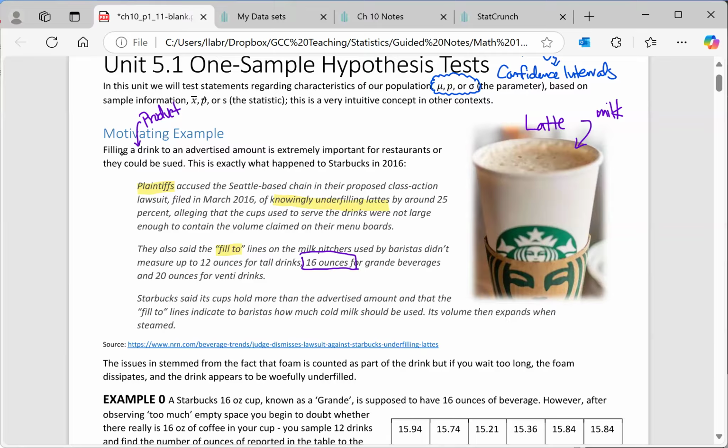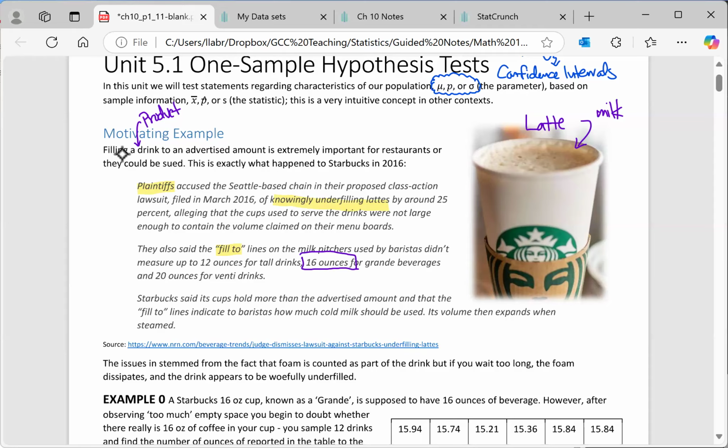And expands. So that's what Starbucks said. Luckily, this suit was actually thrown out. You can click this link here and read more about this case, not a report, but just read more about it. That's where I got these quotes from.